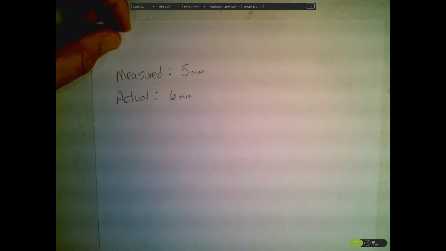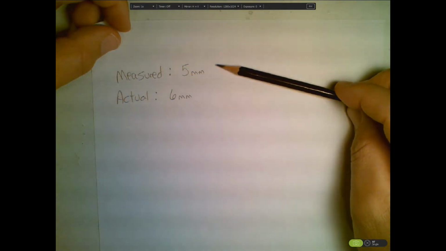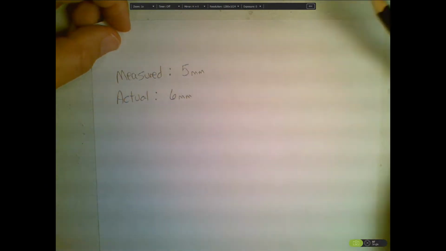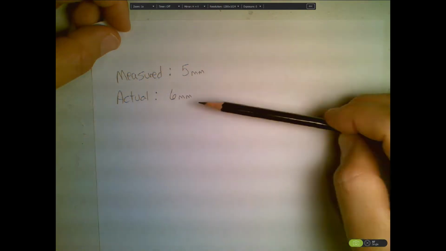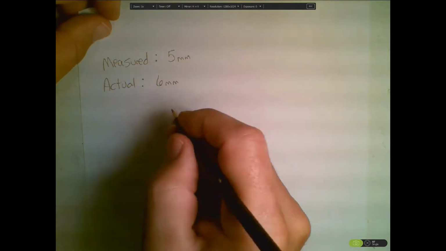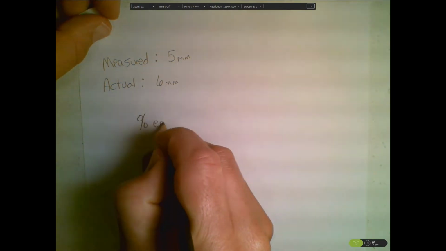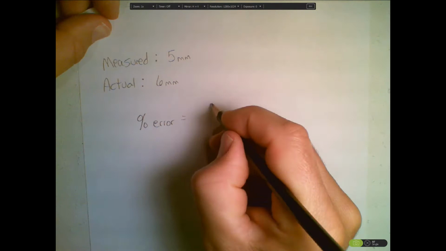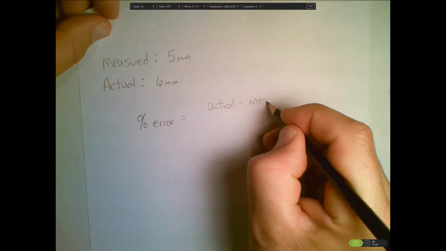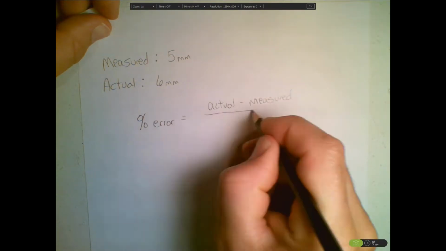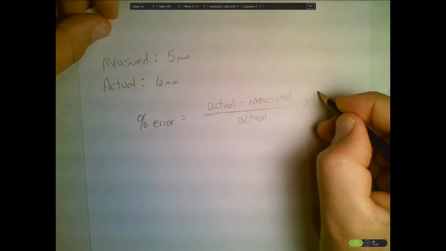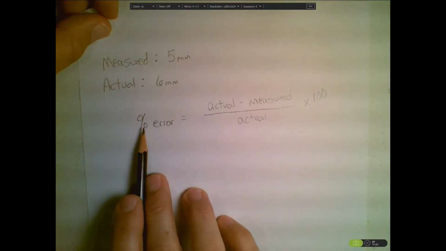supposed to be. So I have some pretty basic numbers here to start. In this example, a student measured a distance to be 5 millimeters, but the actual measurement, the true measurement, the one they should have measured, was 6 millimeters. So the equation for percent error is actual minus measured over actual. And we want to multiply that number by 100 because it is a percentage.